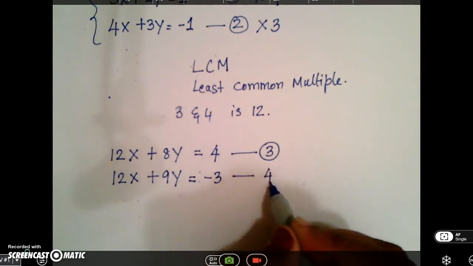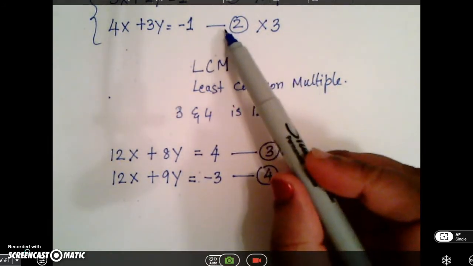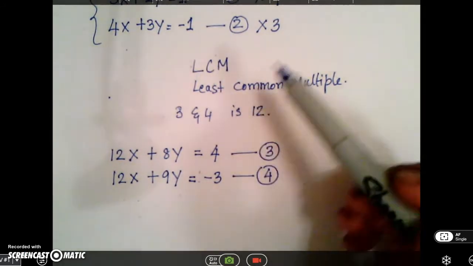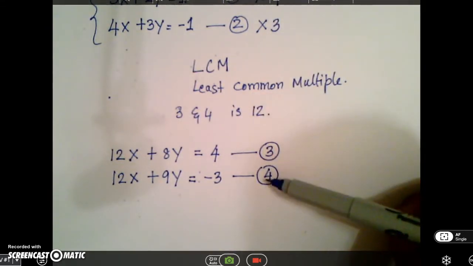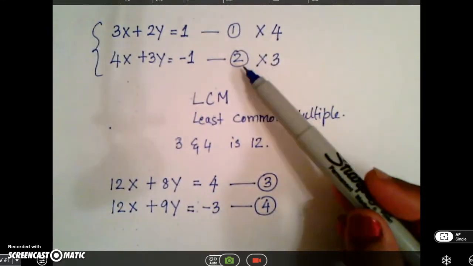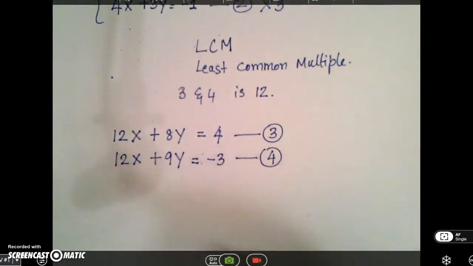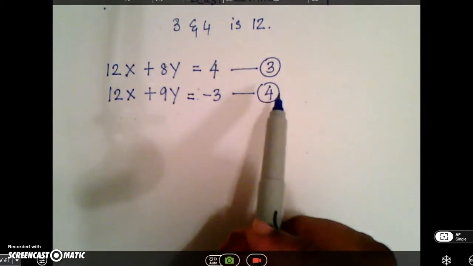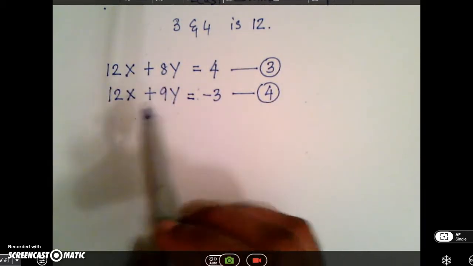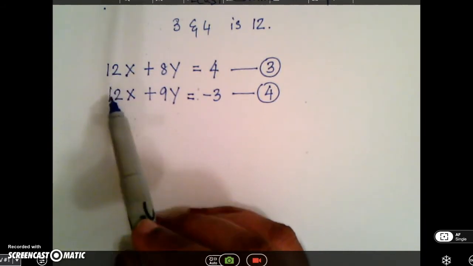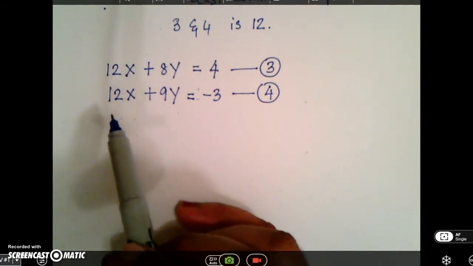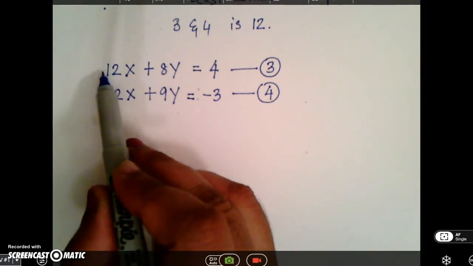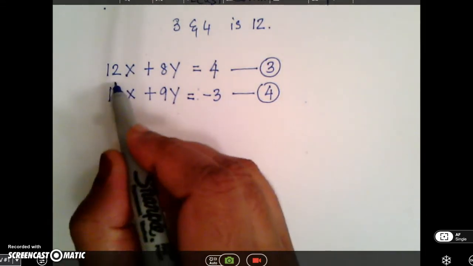Now this becomes equation number 4. So equation number 2 and equation number 4 are equivalent to each other. So now when I look at equation 3 and 4, instead of using 1 and 2, I'm going to use 3 and 4 and then solve my system. When I look closely at equation 3 and 4, now this looks promising to me. I have the same coefficient in front of my variable x, the same number with the same sign, which is a positive 12. So that means I have to subtract.